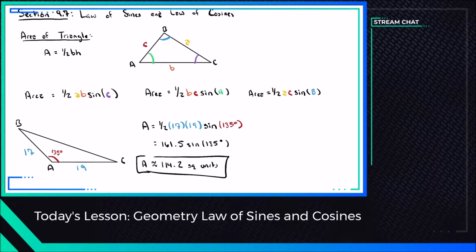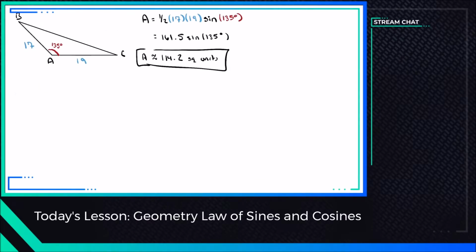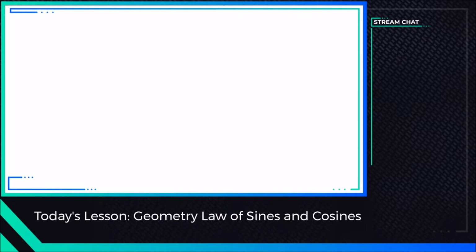All right, so all you really need is two side lengths and an angle between them. Pretty straightforward process. So now that we have that in mind, a different way to find the area of a triangle, why don't we move on to something new? This is going to be theorem 9.9. And this is going to be the law of sines.